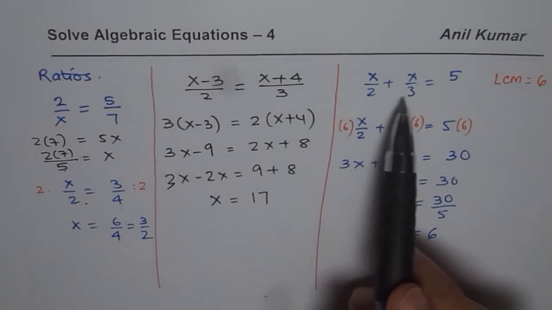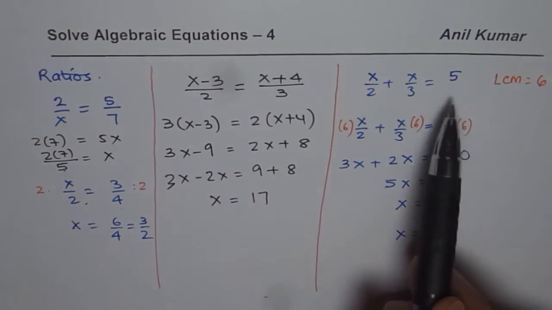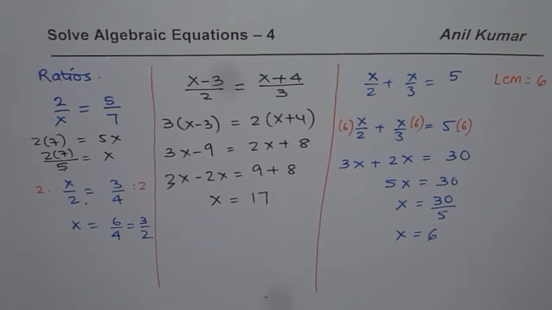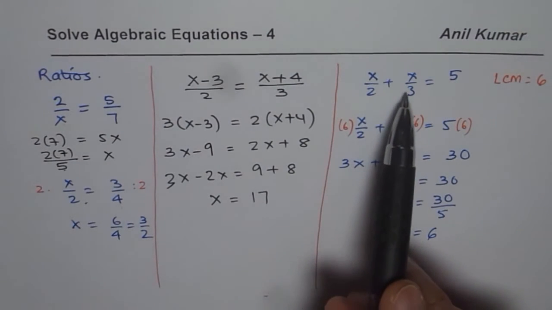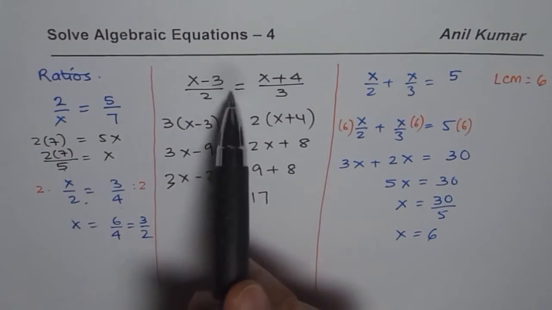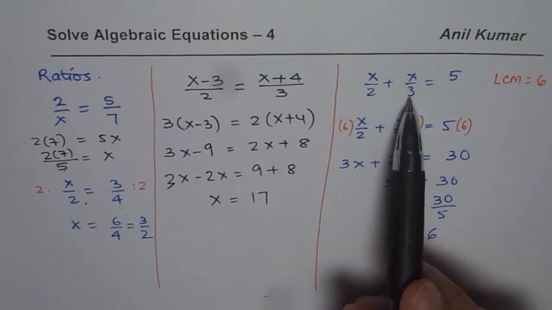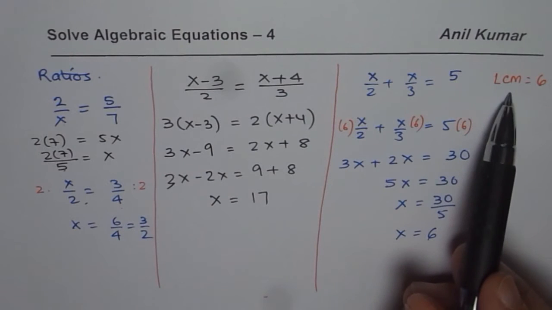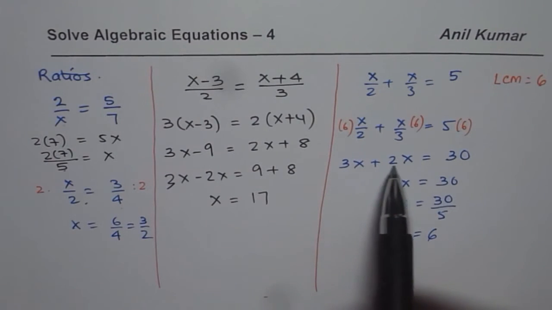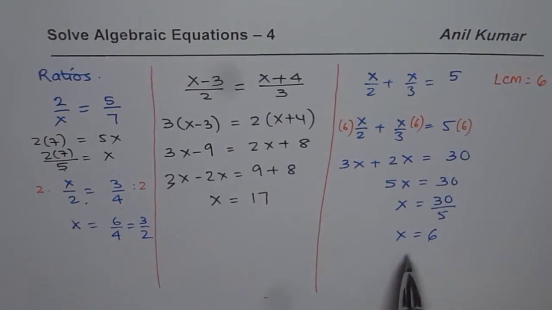So if you have things like this, multiply by the common denominator, right? I do not treat this as a ratio situation. These two are ratios. When it is different terms, multiply with the lowest common multiple, and then you get a linear equation to solve. So these are the strategies which you should always use when solving algebraic equations involving fractions. I hope that helps. Thank you and all the best.